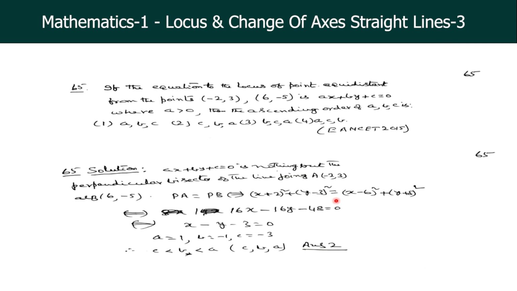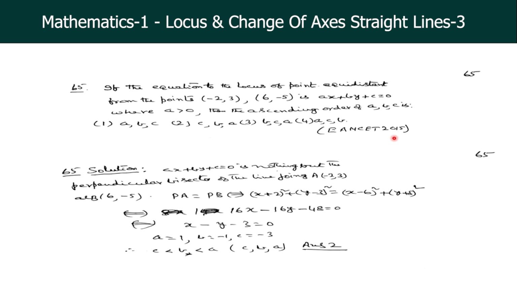65. If the equation to the locus of the point equidistant from the points (-2, 3) and (6, -5) is Ax + By + C = 0, where A is positive, then the ascending order of A, B, C is: 1. A, B, C, 2. C, B, A, 3. B, C, A and 4. A, C, B. So you have to write those numbers in ascending order.